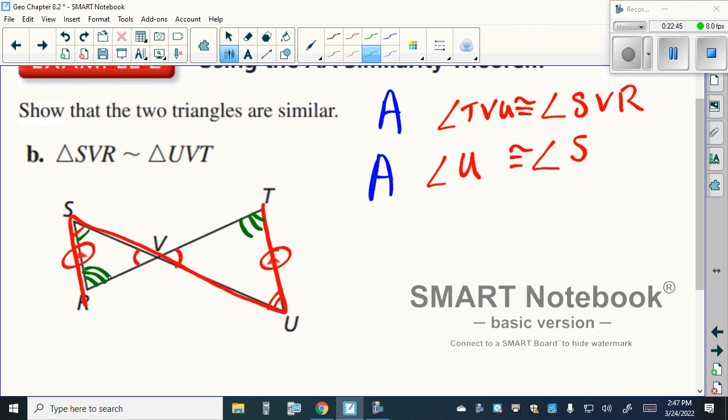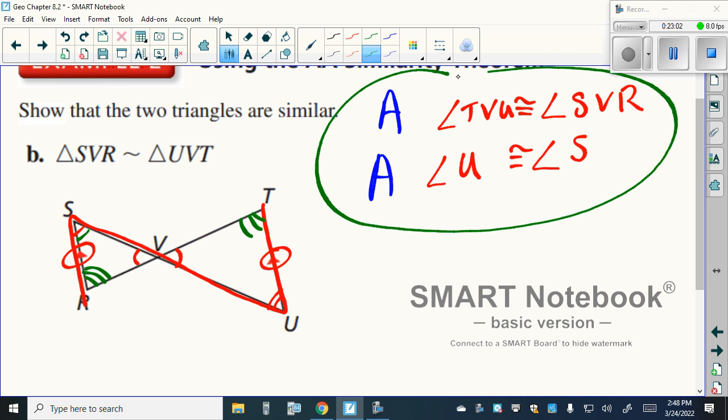Because we could have gone the other way around and said R and T are congruent because of alternate interior angles. And then we could have said that S and U are because of third angle theorem, or vice versa. Two sets of angles are congruent, so they are similar. Questions on this here?